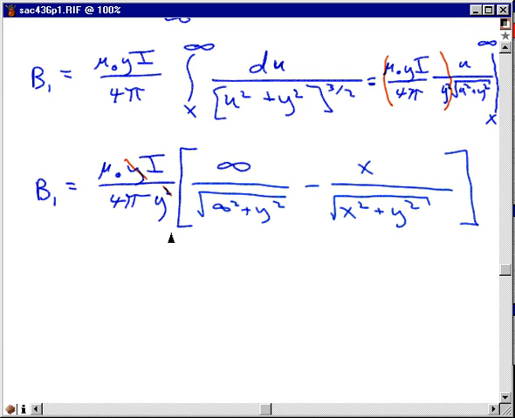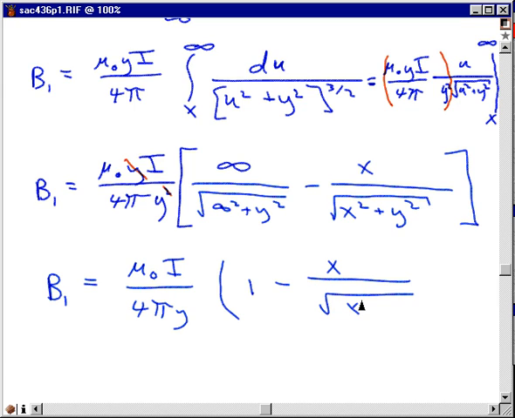This business, evaluating it at infinity, the mathematicians will tell you you're really taking the limit as u goes to infinity in this expression, but you should note that limit goes to 1. Down here we got something that essentially amounts to the square root of infinity squared, which is infinity. Divide that into infinity and you get just 1. So I write that as 1 minus x over the square root of x squared plus y squared.